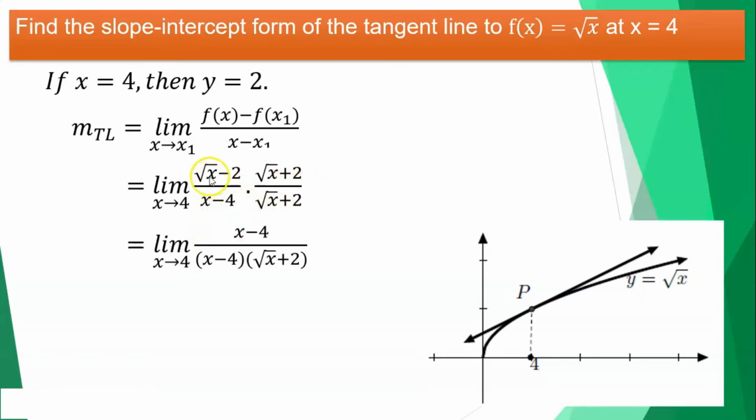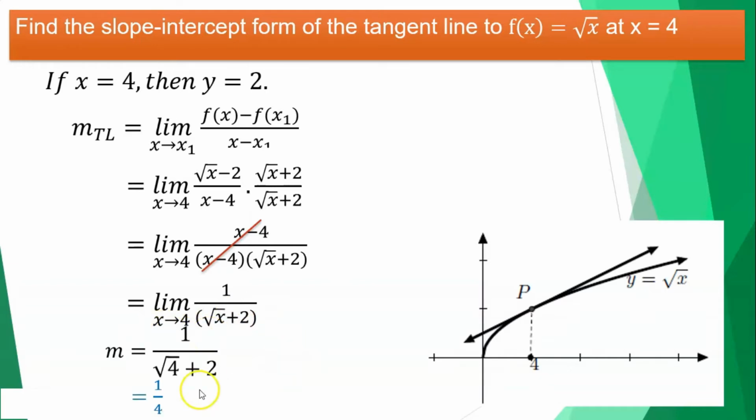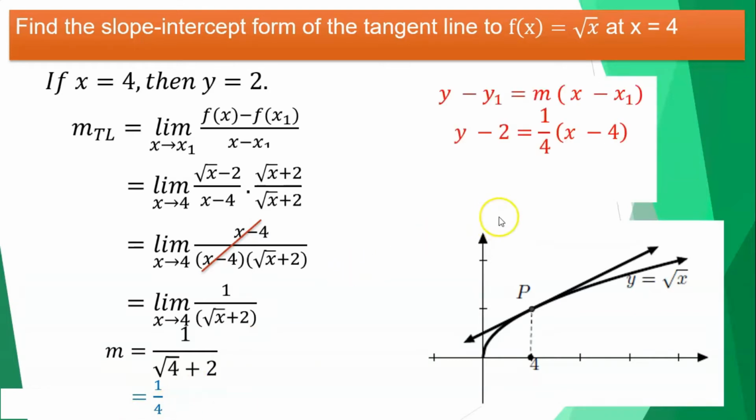So we will end up with square root of x times square root of x, that's x. Negative 2 times 2 will get 4. So with this one, we can cancel x minus 4, and we will end up with the limit of 1 over square root of x plus 2 as x approaches 4. So with this, substituting, we will end up with m as 1/4. So substituting in the point-slope form, we will end up with y equals x over 4 plus 1. So take note of that.